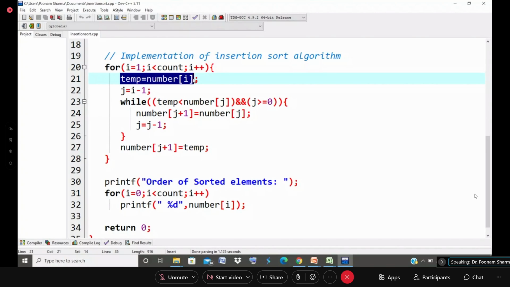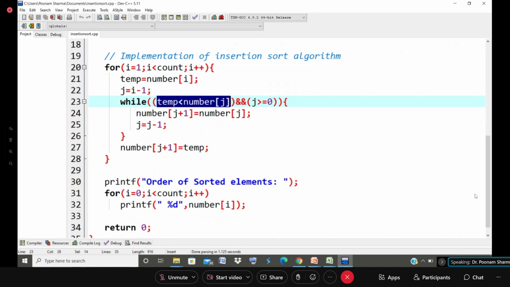Why is it kept in temp? Because now we will check whether this value is greater than all the sorted values or not, and where it is to be placed. These two things we have to identify, right? So now for comparing it with all the values, we are comparing them with the values here, and we are also checking it should not go beyond 0. j should not go beyond 0 because after 0, you are not having any values, right? So it should go up to 0 only. So this is for boundary checking, right?